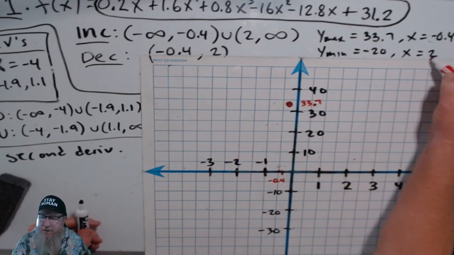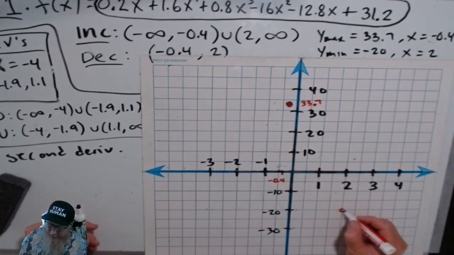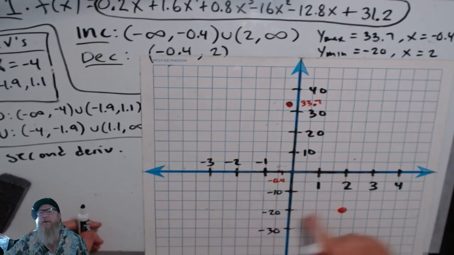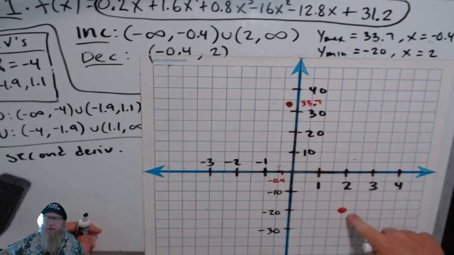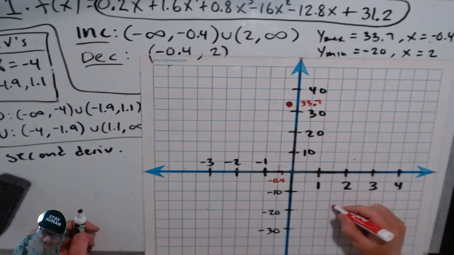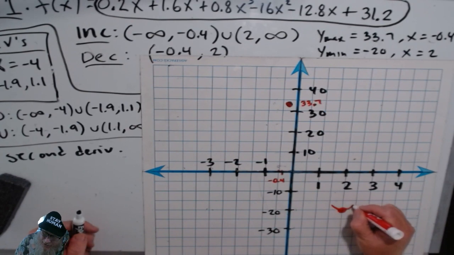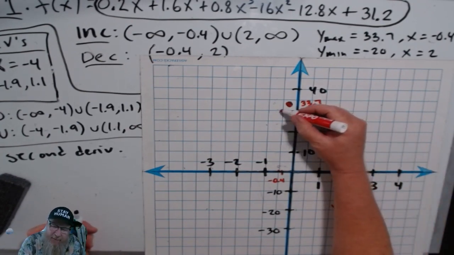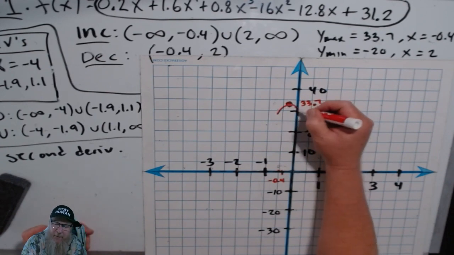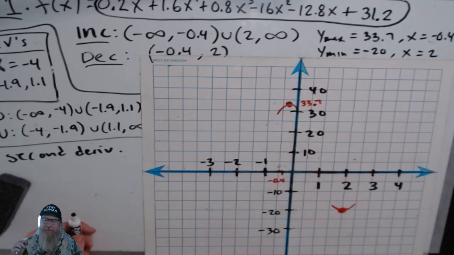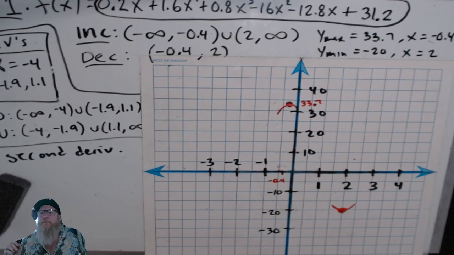And then at 2, it's -20. Well, that one's easy because I got -20 on here, so 2 and -20. So that's my max, that's my local max, that's my local min, which means that I kind of know the graph is going to be shaped like this: concave up for a min and concave down for a max. So I'm already starting to piece together the graph. Okay. Now, let's do the inflection points.